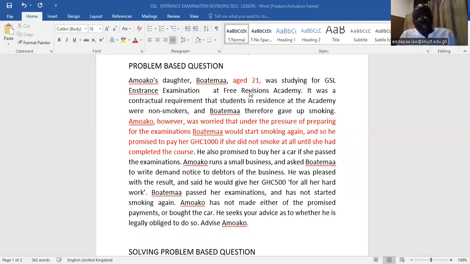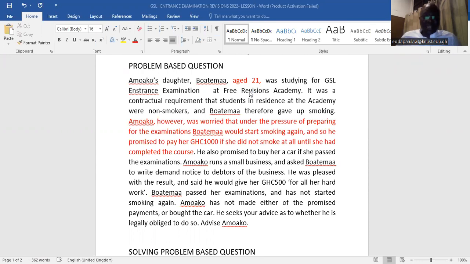But we are told that the father is worried that when Boatemaa is stressed under examination practice, she may probably go back to smoking, and the father doesn't want that to happen. So the father promises her that he will pay her money if she does not actually smoke until she completes the course. So now, not smoking, Boatemaa already has that obligation towards the academy.